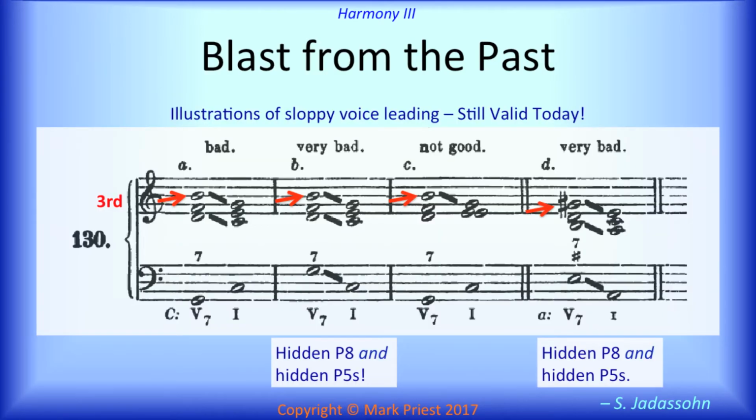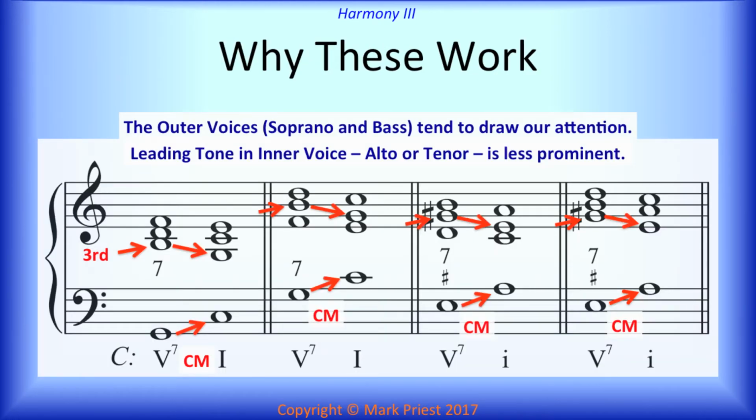Here is some bad voice leading illustrated in the same 1890s textbook, still valid today. Avoid doing this. When the third of the 5/7 chord is in the soprano, it doesn't work. Why not? Because when the leading tone is in the soprano, it must resolve to the octave of the tonic pitch. What it all means is, when the leading tone is in an inner voice, alto or tenor, its upward pull is less prominent because our ears tend to focus on the outer voices, soprano and bass.